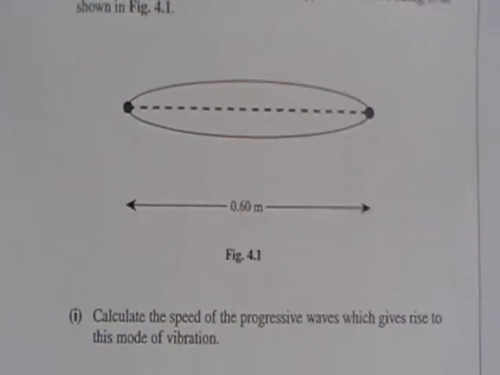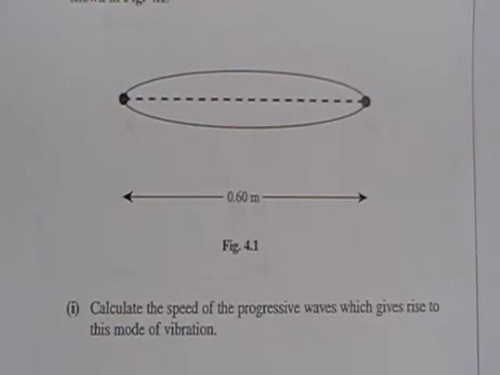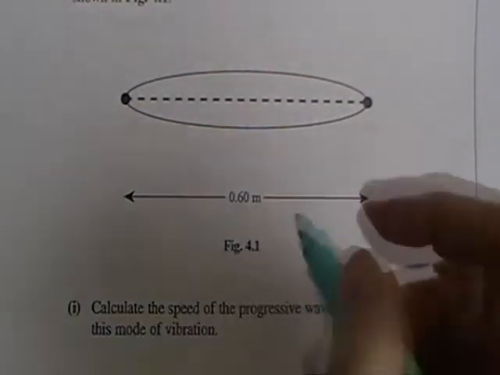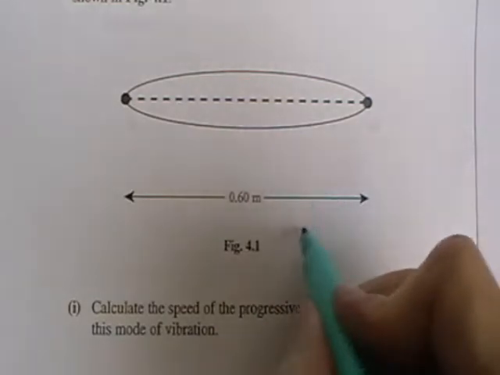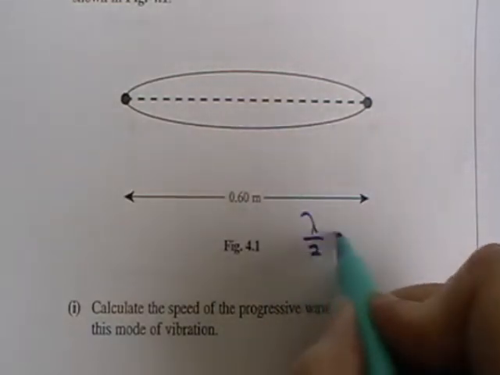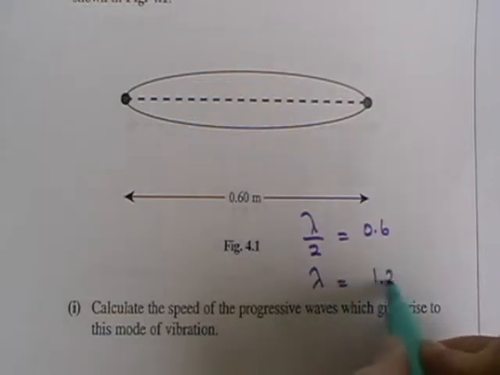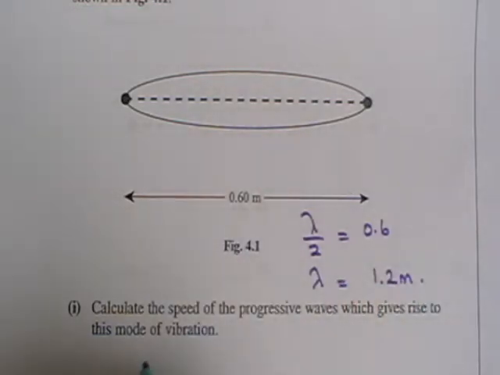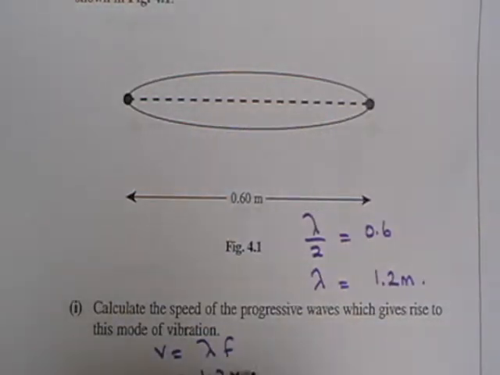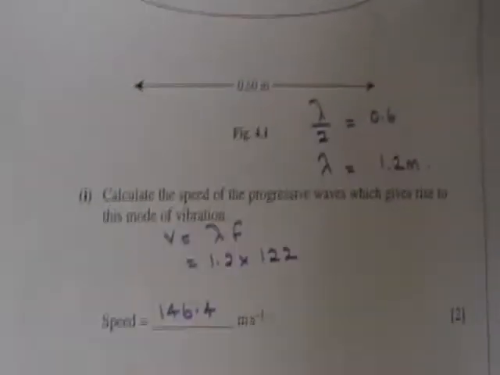Calculate the speed of the progressive waves which give rise to this mode of vibration. Now the first thing you have to calculate is the wavelength, and that's only half a wavelength. So lambda over 2 is 0.6 meters, so lambda must be 1.2 meters. And therefore you can just use v equals lambda f, and that's 1.2 multiplied by the frequency, 122 Hz, and that gives you 146.4 meters per second.